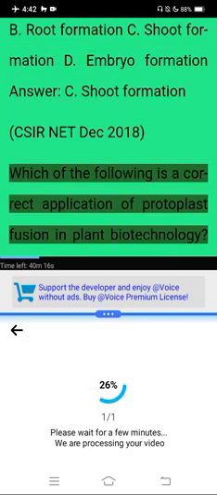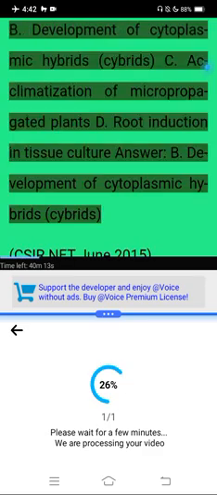Which of the following is a correct application of protoplast fusion in plant biotechnology? A, haploid production; B, development of cytoplasmic hybrids; C, acclimatization of micropropagated plants; D, root induction in tissue culture. Answer: B, development of cytoplasmic hybrids.